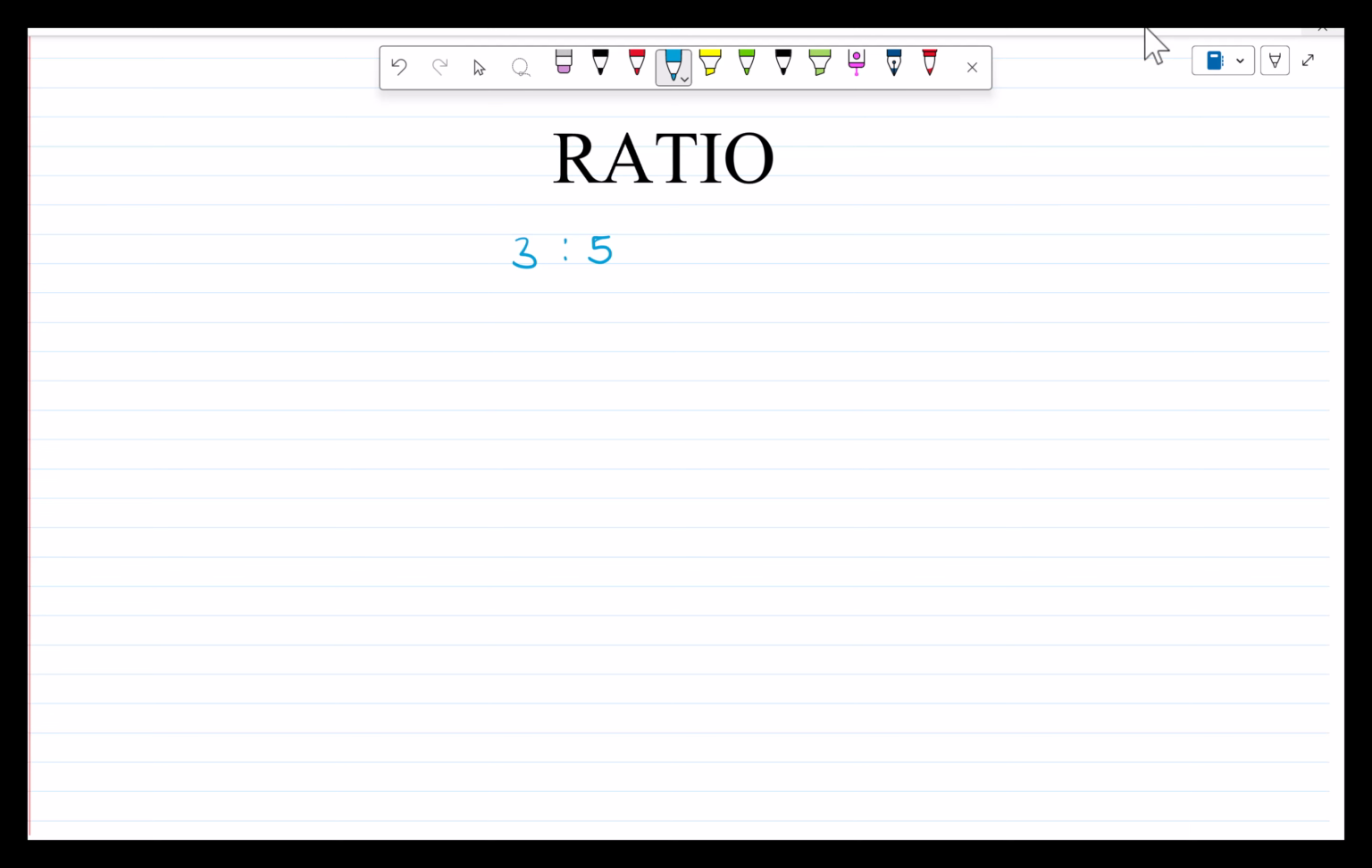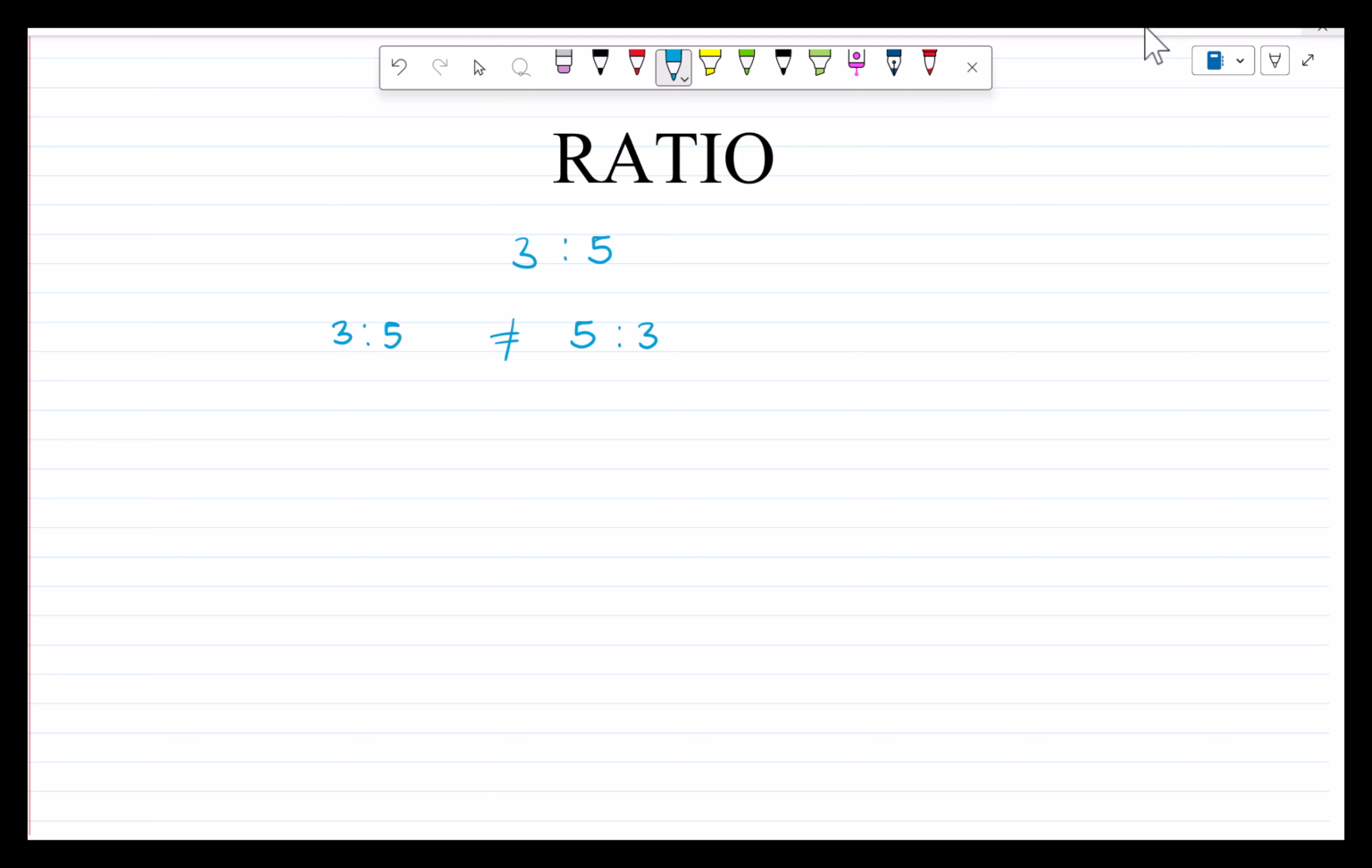So a ratio is not concerned about the total amount of two quantities. It just tells you how the two quantities are related. Note that the order of the numbers in the ratio is important. The ratio 3:5 is not the same as 5:3. These are totally different, so you need to take note of this.